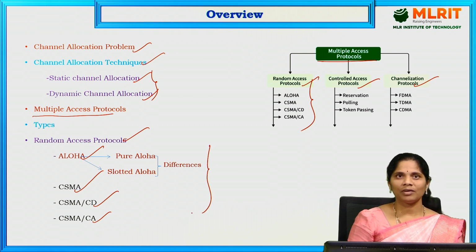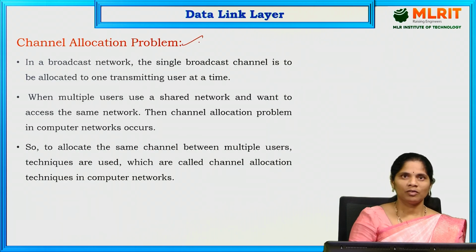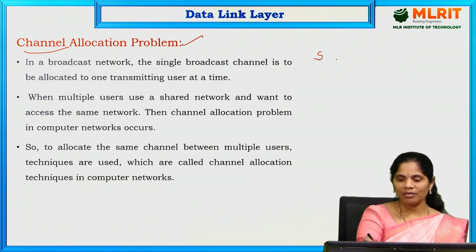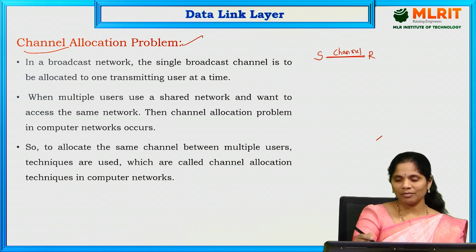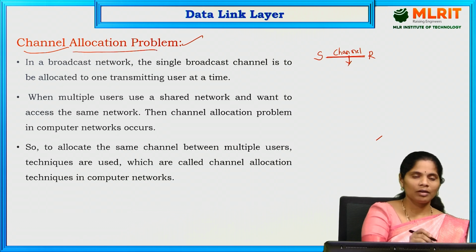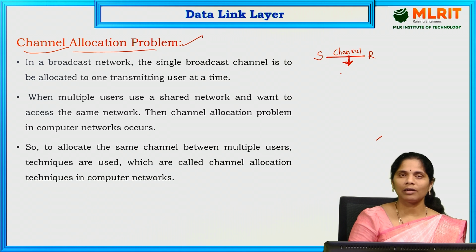First, let us see what the channel allocation problem is. Where do we use a channel? Whenever a sender wants to send some data to the receiver, we have to use some particular channel for sending the data. That is nothing but a channel, which is also called a transmission media. The channel allocation problem is about deciding which particular user gets to use this channel.